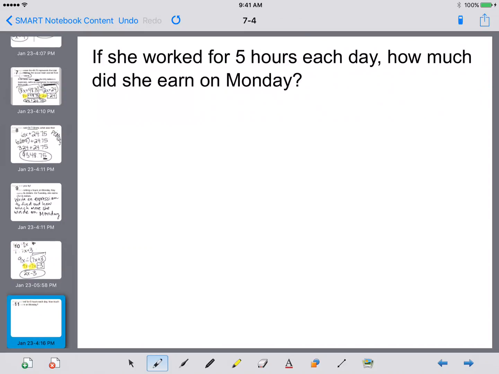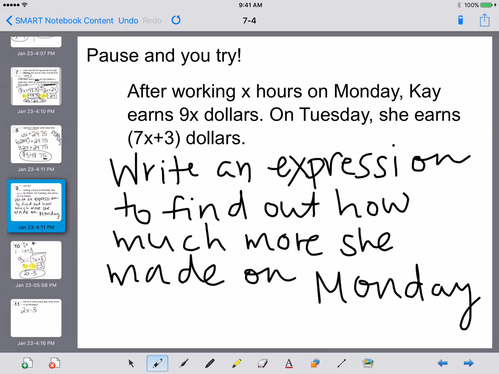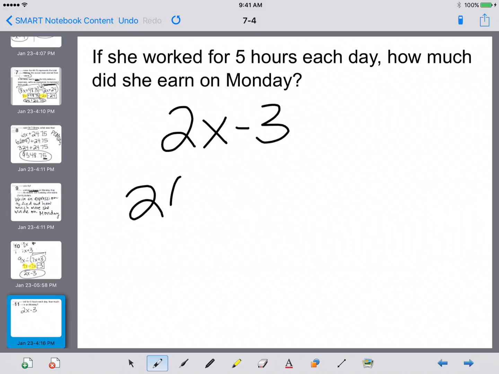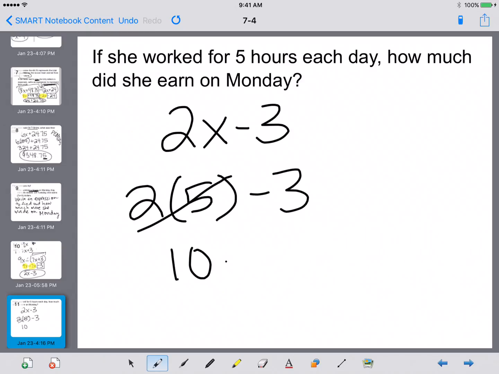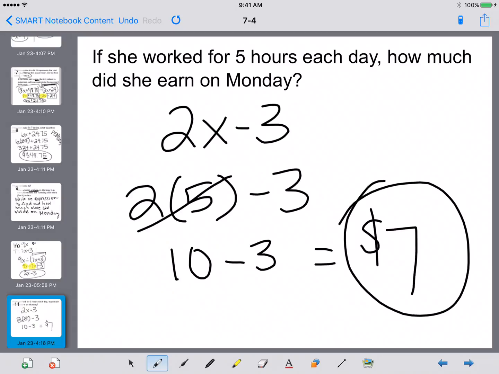So if she worked for 5 hours each day, how much did she earn on Monday? So all we have to do is take that equation from our previous slide that we figured out, our 2x minus 3. So if she worked 5 hours each day, our x here, x hours, so x stands for hours. If she worked 5 hours, we just replace our x with 5. This 2 parenthesis 5 parenthesis means 2 times 5. 2 times 5 is 10. Took care of that. Our minus 3 comes down. 10 minus 3 is 7. And she made $7 more.